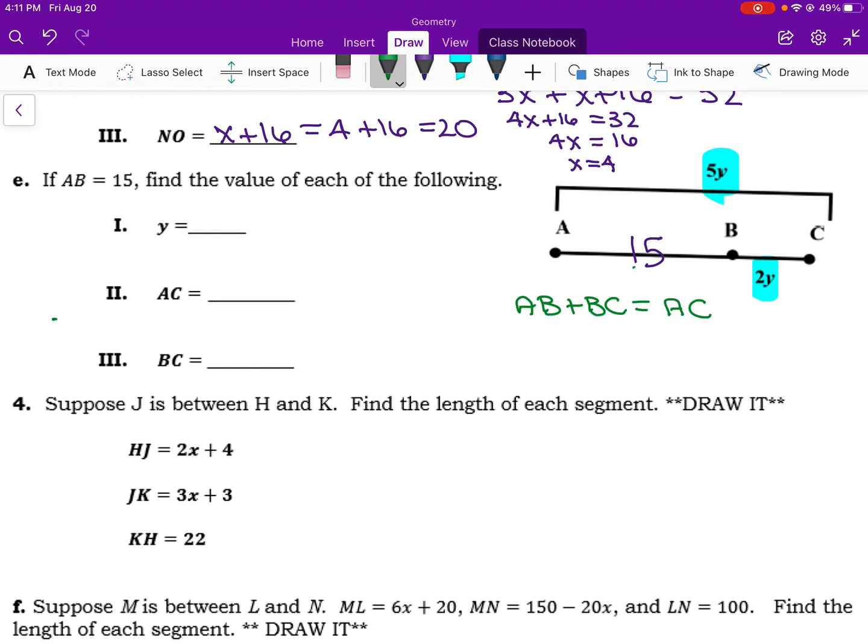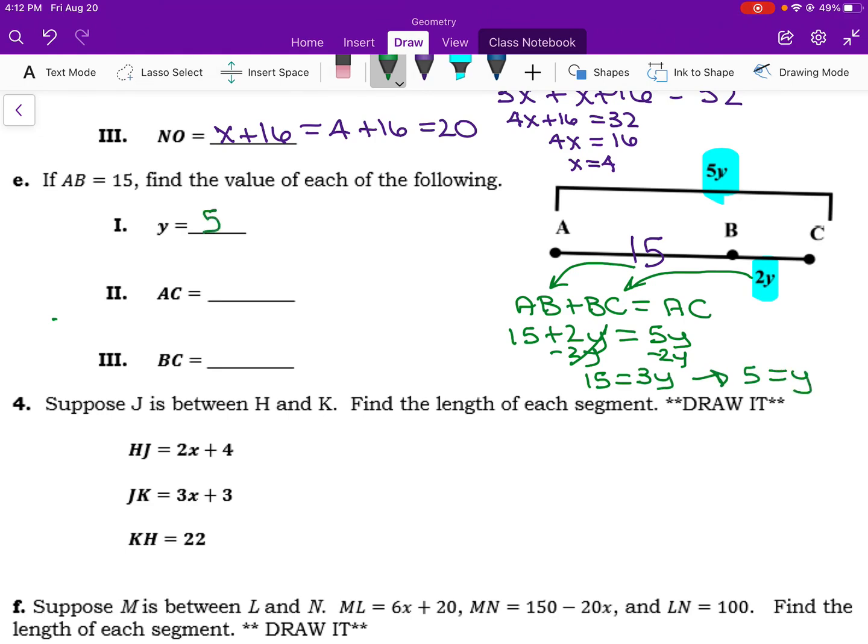And here I go substituting in. I know that AB is 15, BC is 2y, so 15 plus 2y equals the full length AC, which we know to be 5y. And remember, I'm trying to solve for my variable. So I should notice here I need those variables together on the same side. So if I go and subtract 2y from both sides of my equation, I'm left with 15 equals 3y, which if I divide both sides by 3, I find that y is equal to 5. So this is just the variable alone.